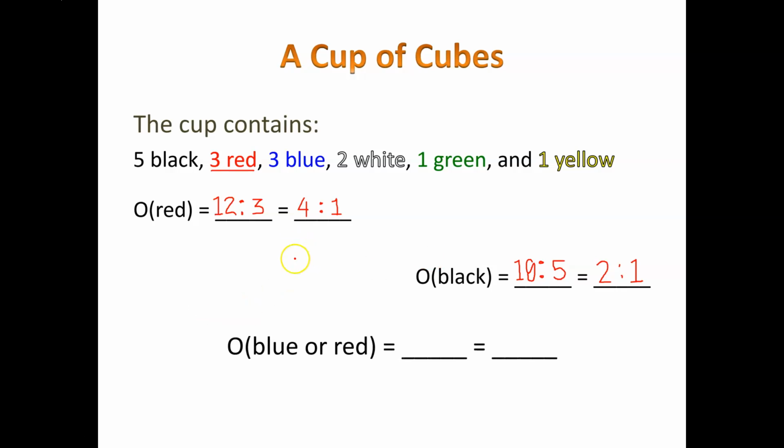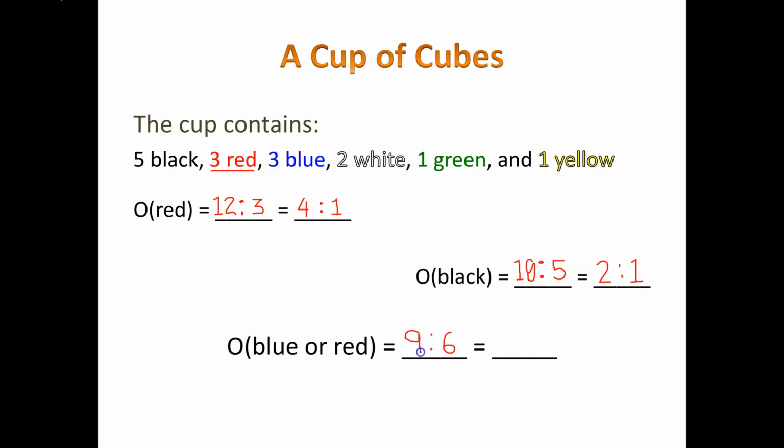All right, what about if we do blue or red? We win if we get blue or red. So that's 3 reds and 3 blues for a total of 6 that allow us to win. Winners go on the right. If we have a total of 15 and 6 of them are winners, 15 minus 6 should give us 9 ways to lose. 5 black plus 2 white is 7, plus 1 green is 8, plus 1 yellow is 9. So there's 9 ways to lose.